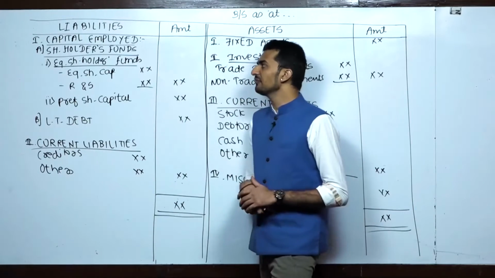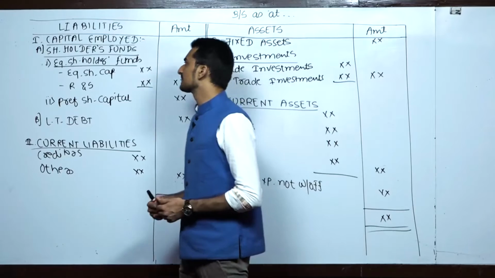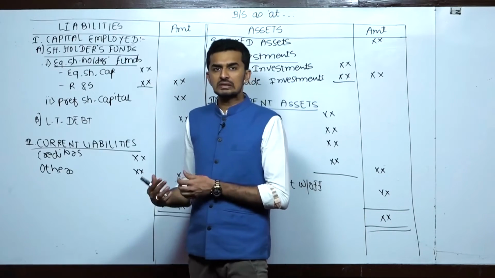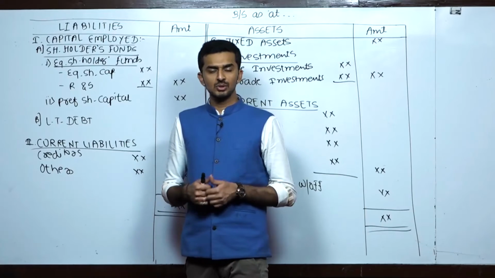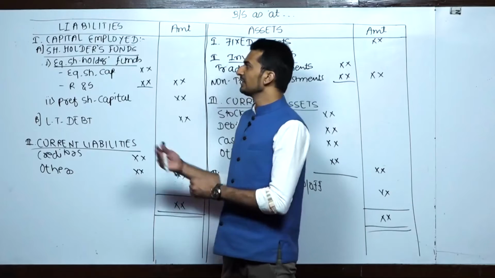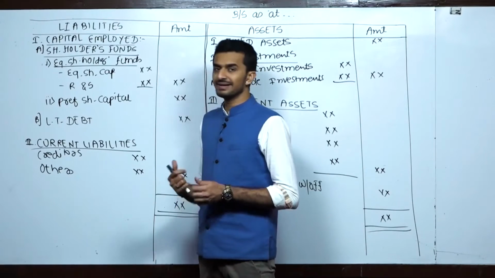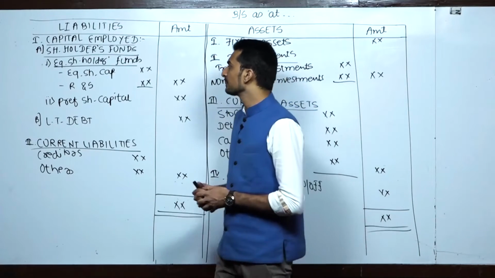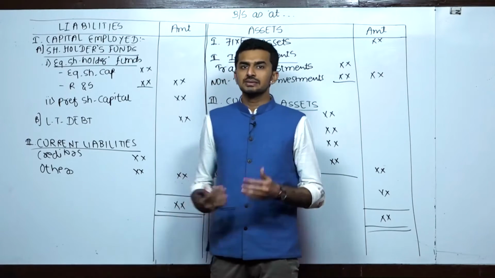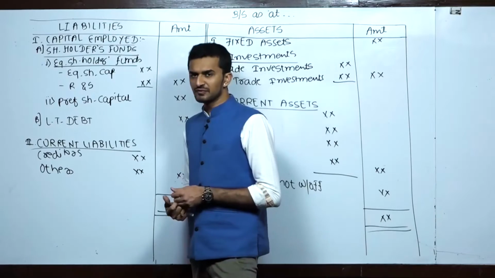Now again, shareholders' funds get divided into two parts. One is equity shareholders' funds and the second is preference shareholders' funds. So we have broadly two types of shareholders. And if we come to equity shareholders' funds, it again gets divided into two parts: equity share capital and reserves and surplus. That's how your balance sheet is majorly formed.